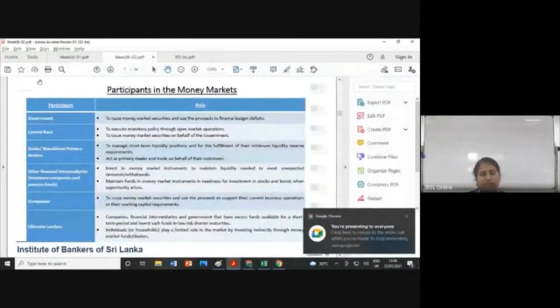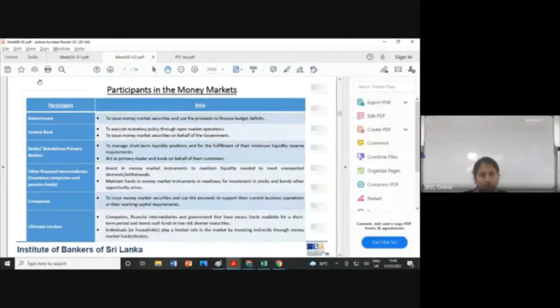Who are the participants in money markets? Who are the people or the entities that you would see in these markets? The most prominent participant is the government. So why does the government get involved in the money market? They come in very indirectly. They come by having the central bank in the forefront.